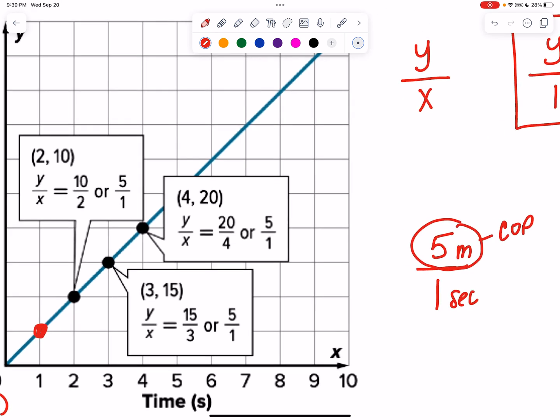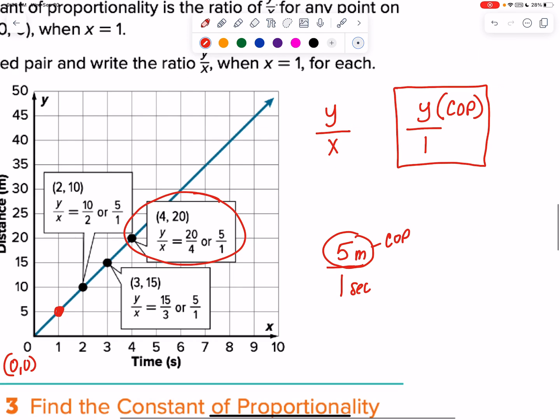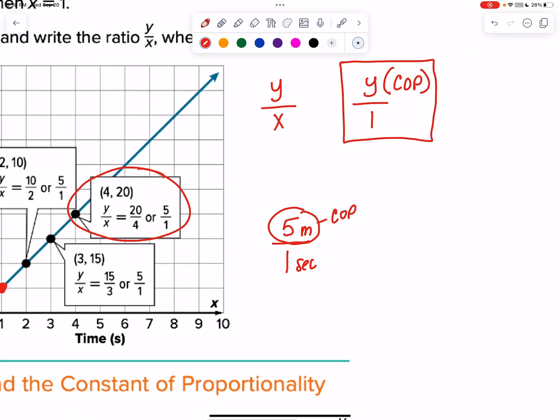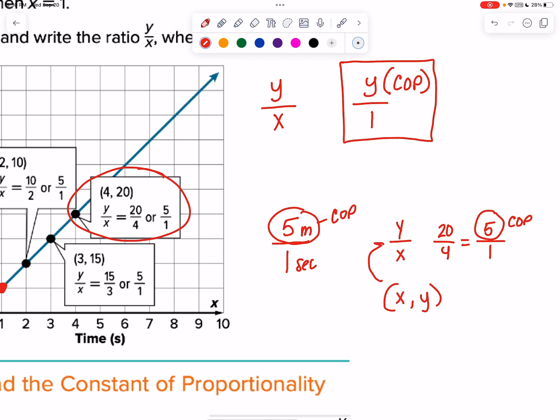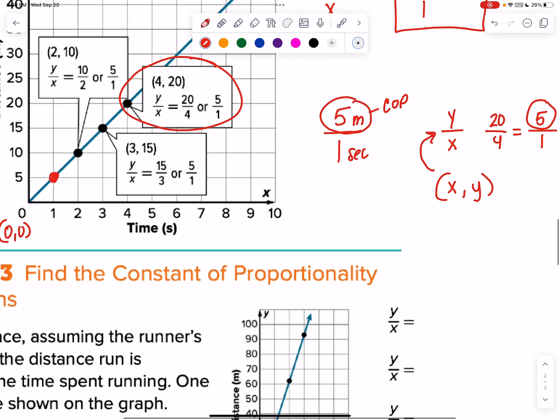So for example, if you look at this point here, the x for this one is 4, so they did y over x, and the y is 20. The x is 4. Well, we know how to find unit rates, right? So 20 divided by 4 is also 5 over 1, and there's our COP. So you can do that with any ordered pair. You just have to know what is the x and what is the y, and then set it up like that. Okay, so let's go ahead and try that out a little bit.